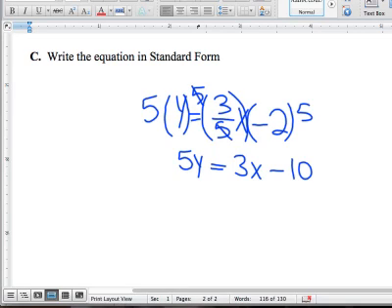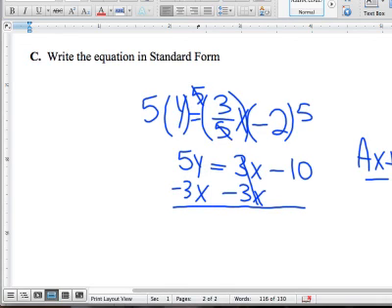Okay, we're almost there. I've got standard form written over here: Ax plus By equals C. So the x and the y term are together on the left side of the equal sign. That means we need to take this 3x and move it. It's a positive 3x, so we're going to subtract 3x from both sides. We write the x term first, so it's negative 3x plus 5y equals negative 10. And now we have it in standard form.